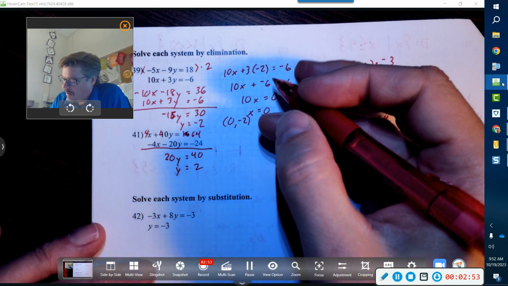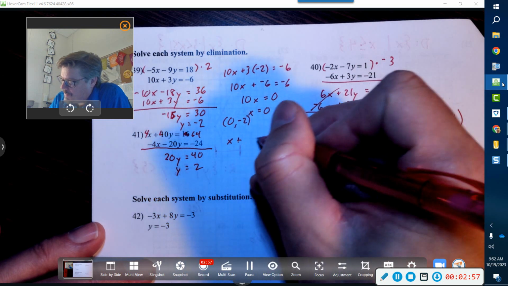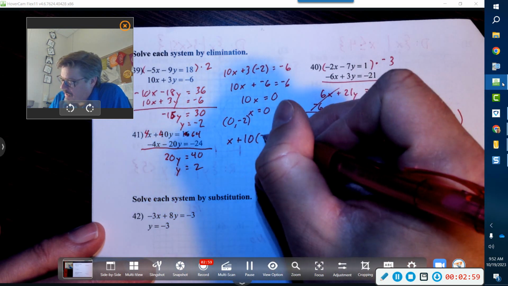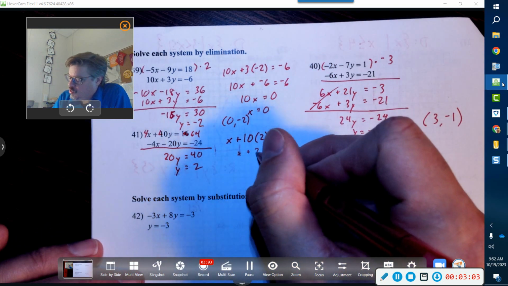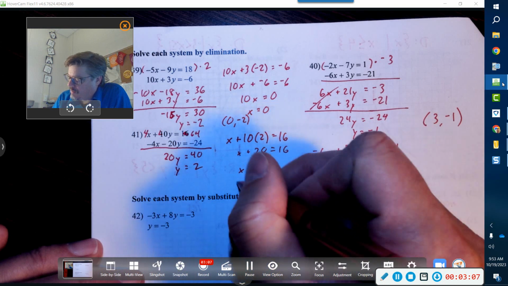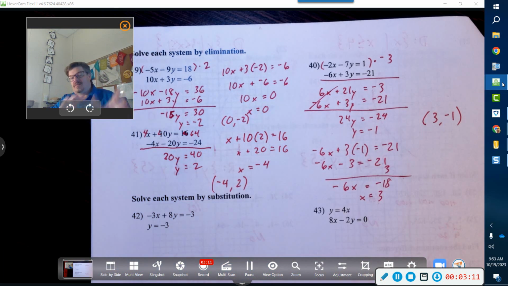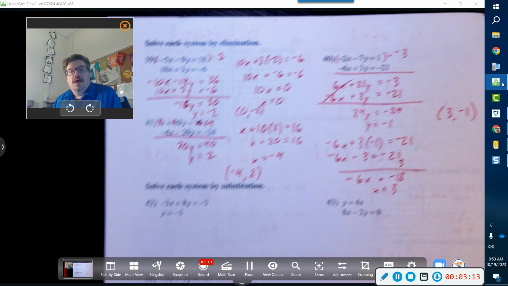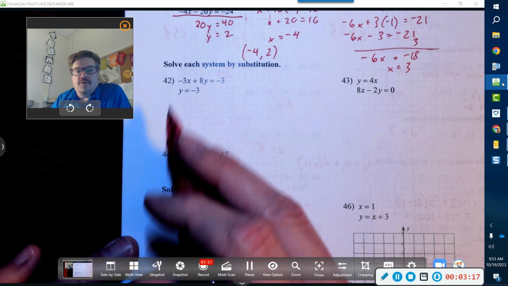All right, so now what I'm going to do is go back to the original unmanipulated equation and plug in a 2. Okay, and so if that's x plus 20 equals 16, that means that x has to be negative 4. So negative 4 and 2. If you do get fractions, you know something's wrong. All right, that's elimination. Substitution is a little different because y has been solved for, or x.